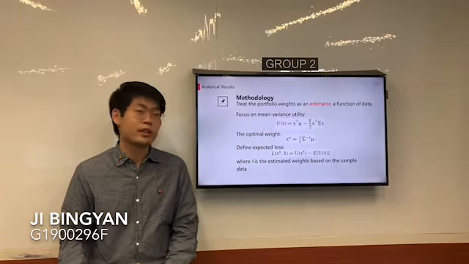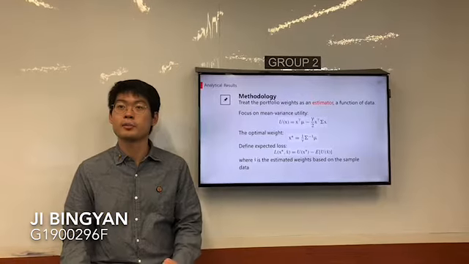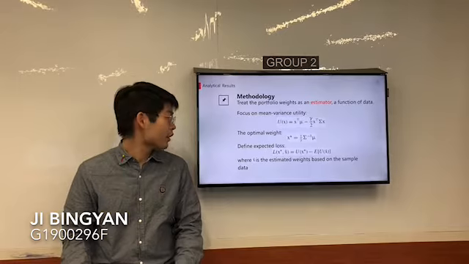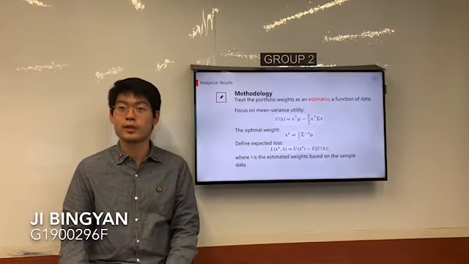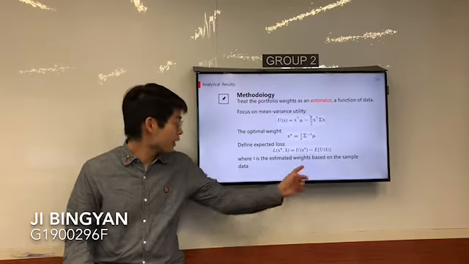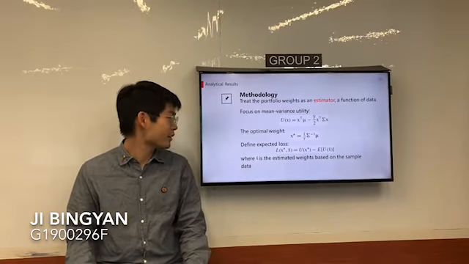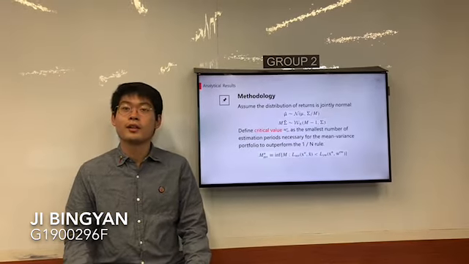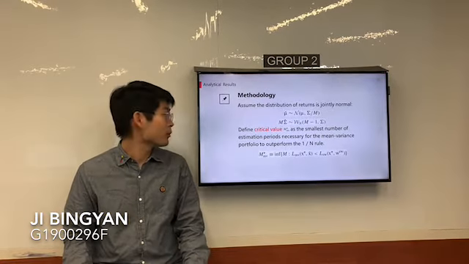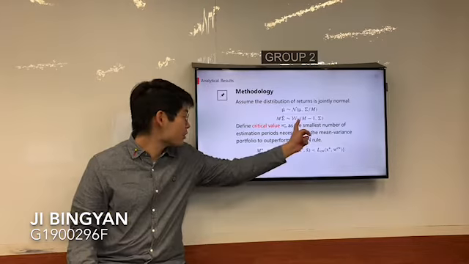Here, the methodology is that we treat the weights as an estimator, which can be directly derived from the sample data. If we only focus on the mean variance utility, then we can get the optimal weights in this form, which is the same as we derived in class. Then we define the expected loss function as the deviation between the actual maximized utility and the expected utility based on the sample estimation. Then, if we further assume that the returns are jointly normal, the sample mean will also follow the normal distribution, and the sample variance will follow the Wishart distribution like this.